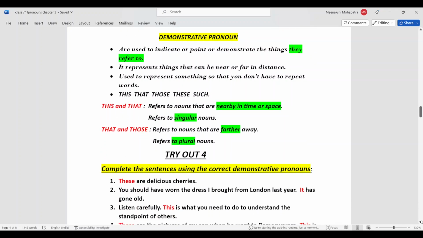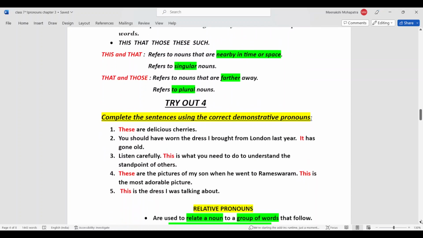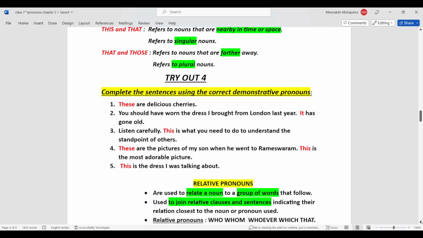Complete the sentences using the correct demonstrative pronouns. Number one, these are delicious cherries. Number two, you should have worn the dress I bought from London last year. It has got old. Now, what is the subject here? It is the dress. It is a thing. So the pronoun for it will be it.